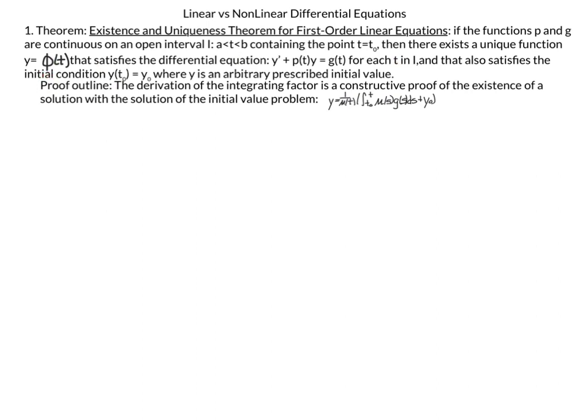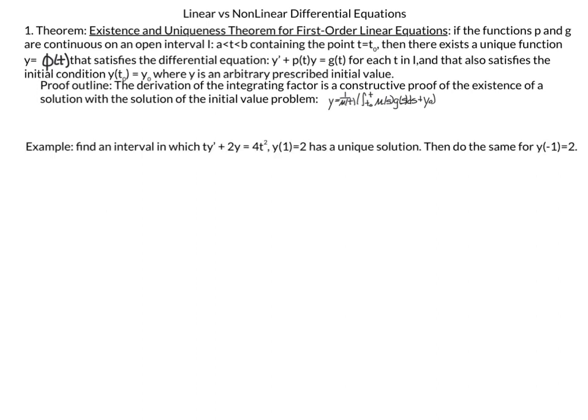The proof outline, we're not going to do the proof, but I will say essentially when we looked at how to do solutions for first-order linear differential equations, we showed that this solution here, y is equal to 1 over mu of t, where mu of t is the integrating factor, times the integral from t naught to t of mu of s g of s ds, where s is just the variable of integration, plus y naught, would be the solution. So the fact that you can find a solution is your proof.